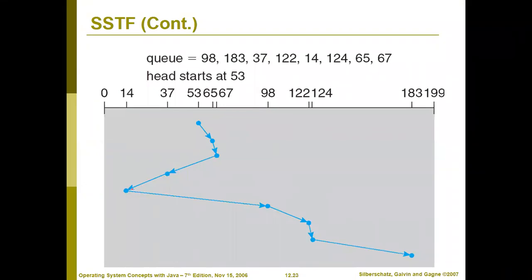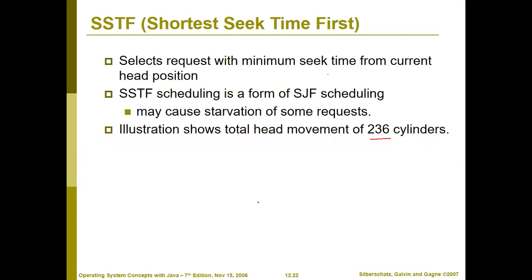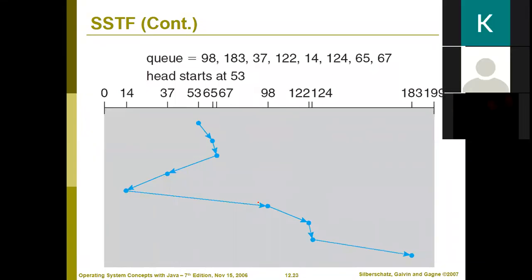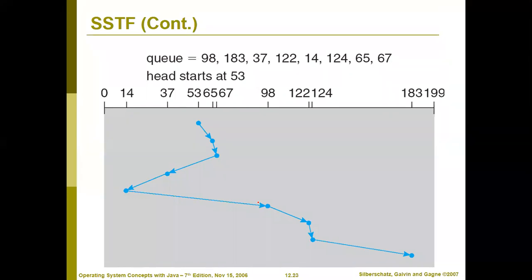From here, 14 will be the closest one. Then obviously no other request is left on this side. So you are going to 98, 122, 124, 183. By totaling all these distances, you will calculate the total. It will be 236 cylinders. So this is nothing but SSTF, shortest seek time first, where your distance will be less, you are directly going to that position.